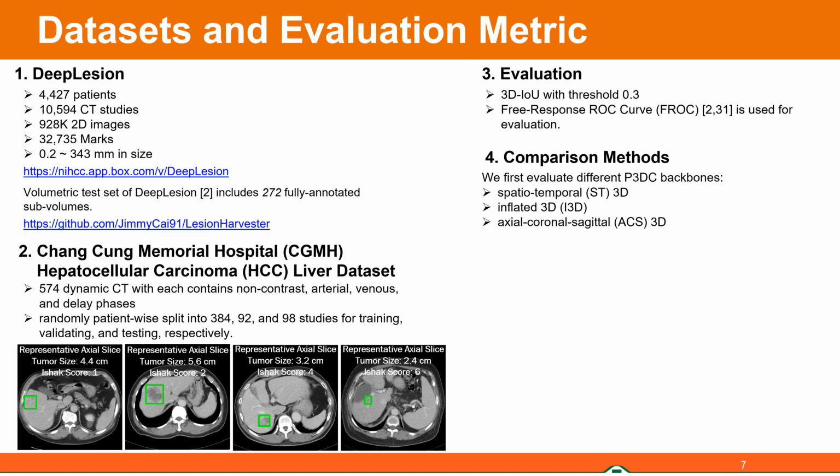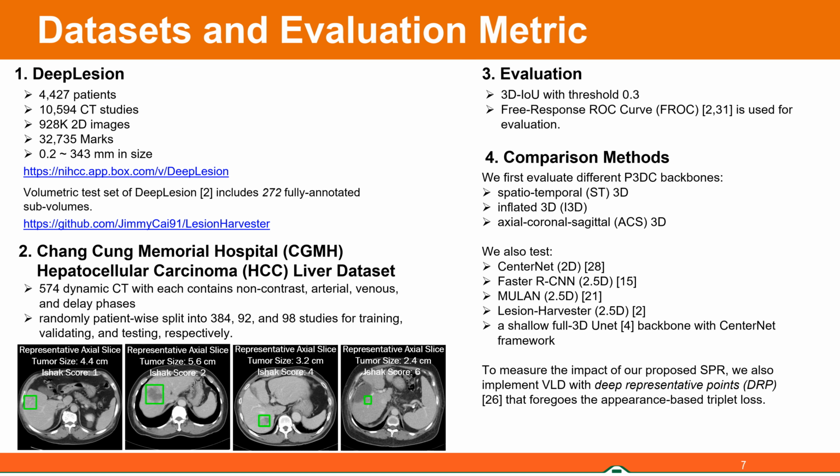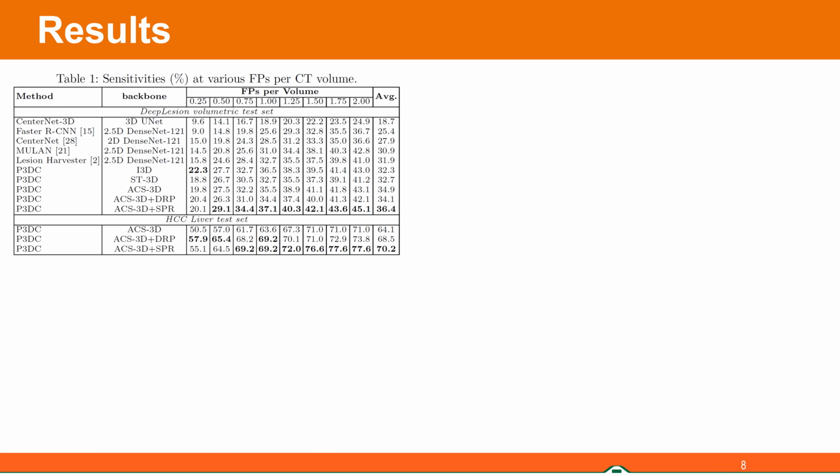We first evaluate different pseudo 3D convolutions. We also test a bunch of state-of-the-art lesion detection models. To measure the impact of our proposed surface point regression, we also implement VLD with deep representative points that forgoes the appearance-based triplet loss. In Table 1, we compare our proposed approach against alternative methods.